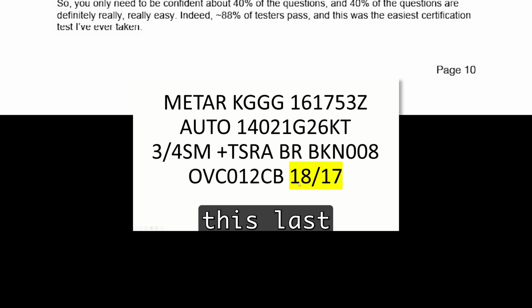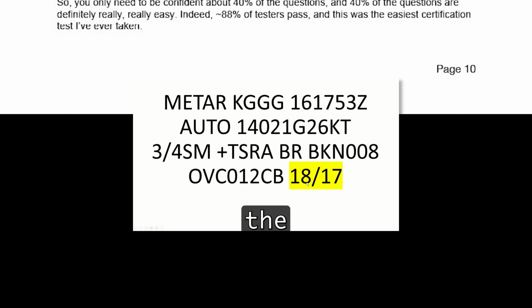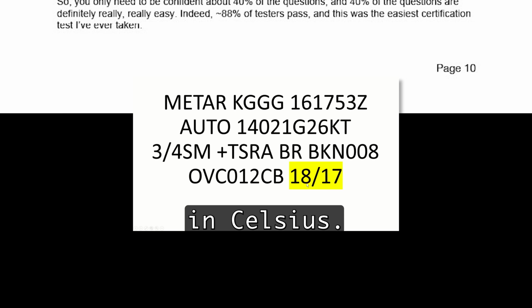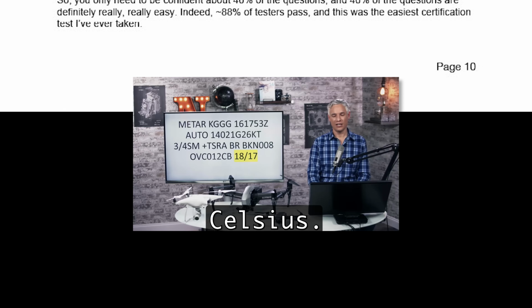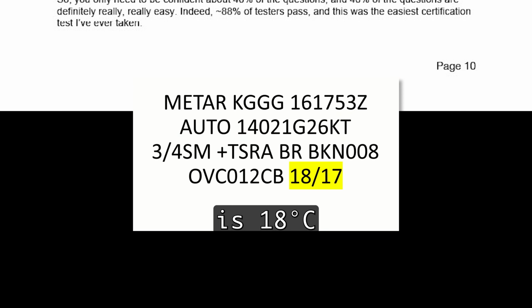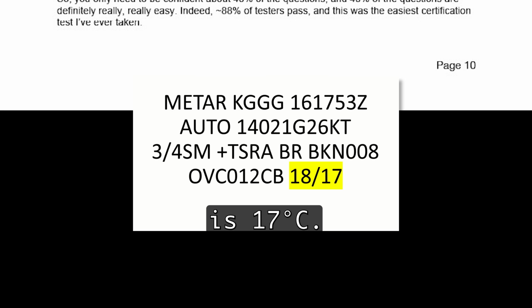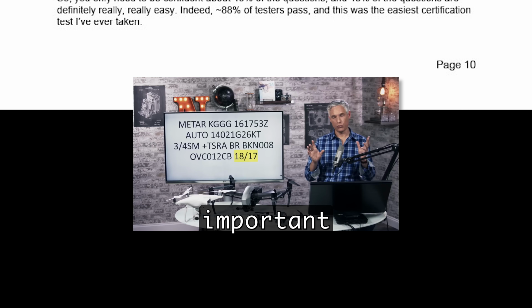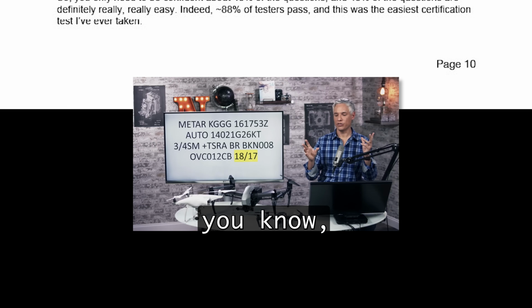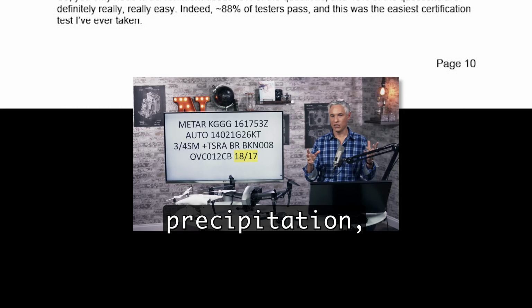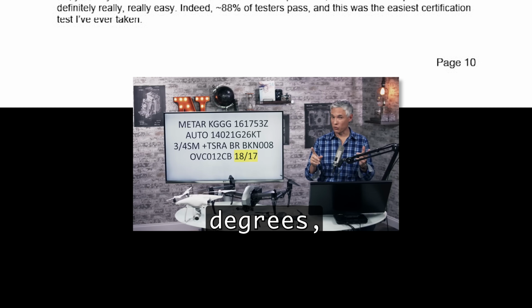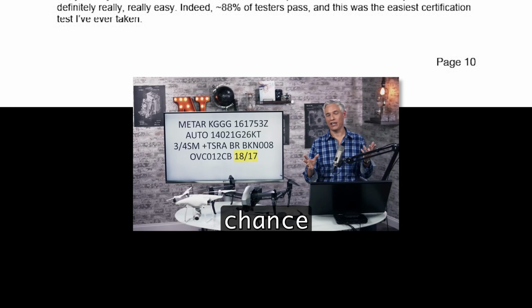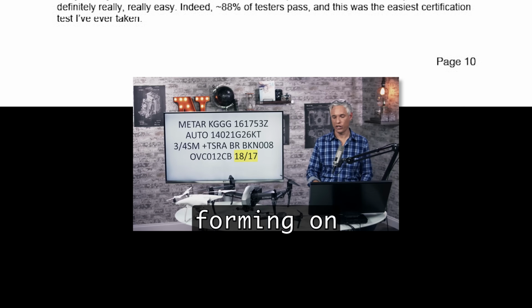This last section here indicates the temperature and dew point in Celsius. I know every other measurement has been in feet and miles, but now we're switching over to Celsius. It's indicating the temperature is 18 degrees Celsius and the dew point is 17 degrees Celsius. The dew point is important to understand because you might get precipitation, water forming on your wings, stuff like that. So that's why they need to know that. If those are within 3 degrees, that indicates a higher chance of water forming on your plane, conditions that you might need to be concerned about.